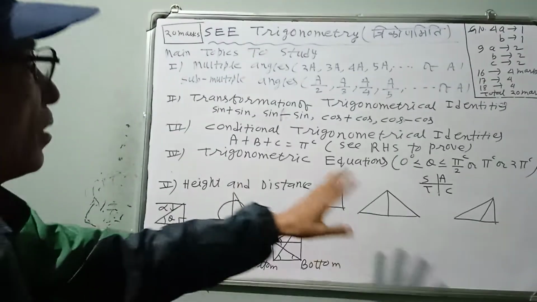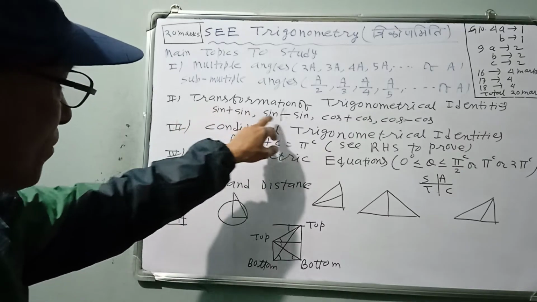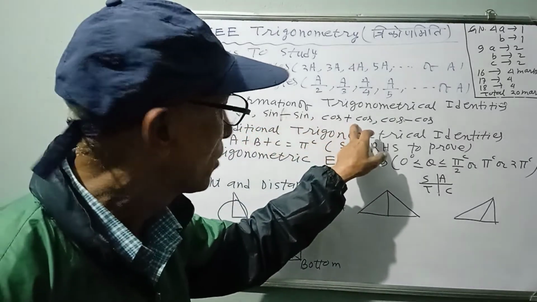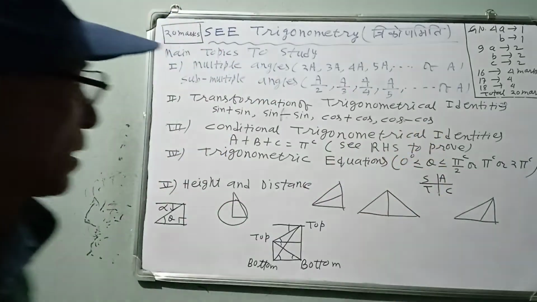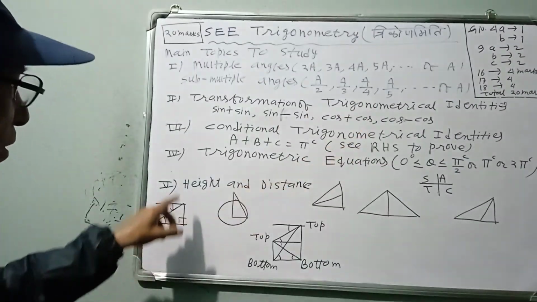This is also an important point. Here, sine plus sine, 2 sine cos. Sine minus sine, 2 cos sine. Cos plus cos, 2 cos cos. And cos minus cos, 2 sine sine. This technique is also very important.